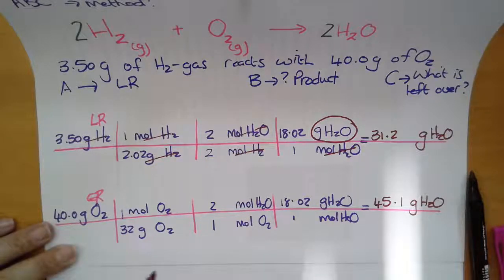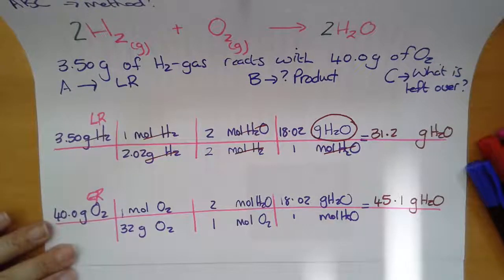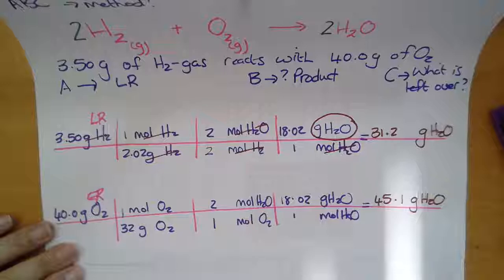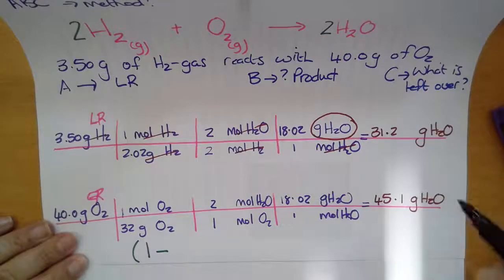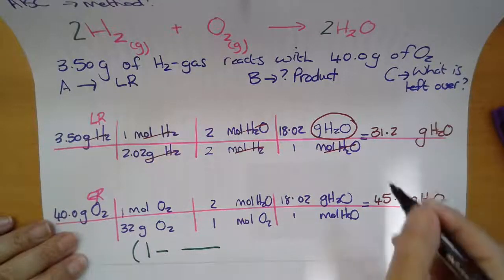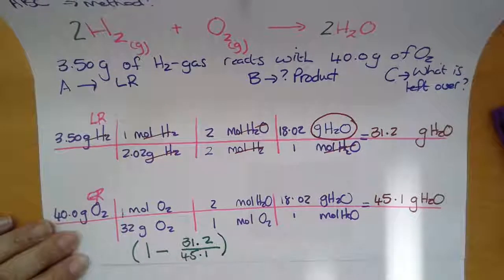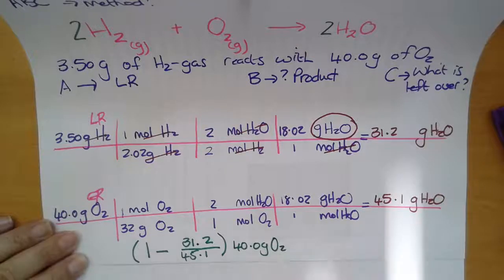Now how do I figure out how much oxygen I will have left over? What do you do to do that? 45.1 minus 31.2. So this is what you do. To get this answer, you say 1 minus the ratio of my products. And the ratio of your products, you put the small one on top, 31.2, and you put the big one at the bottom, 45.1. And then you want to know how much oxygen is in excess, so you multiply that by the 40 grams of oxygen. That's going to tell you exactly how much oxygen you have left over.